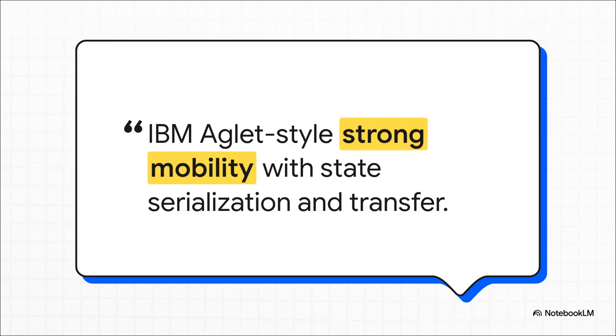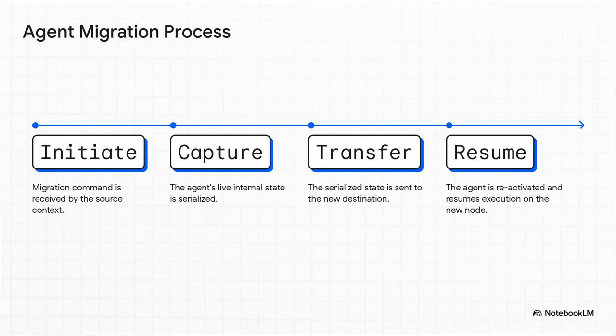Now, this concept is called strong mobility, and it actually has roots in some pretty pioneering AI research. It means an agent doesn't just send a message, it literally teleports its entire being, code, memory, everything, to a new spot to keep working. For things like efficiency and resilience, this is an absolute game changer. Okay, so how does this teleportation actually happen?